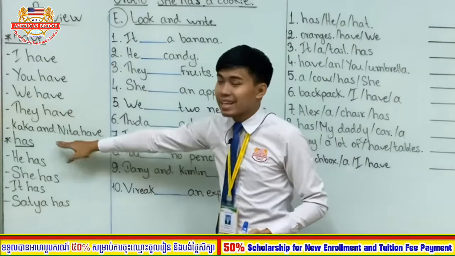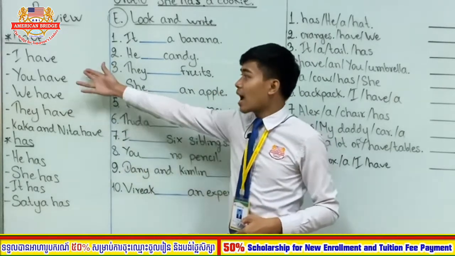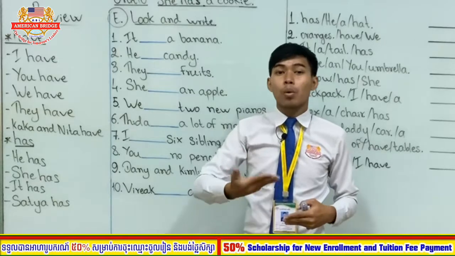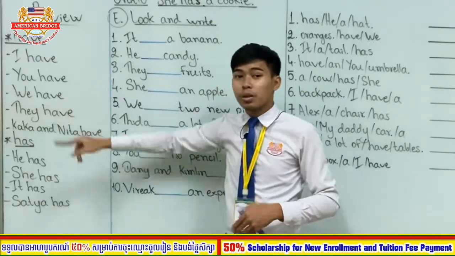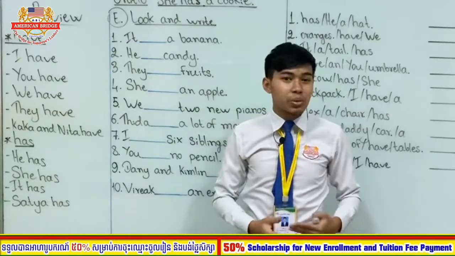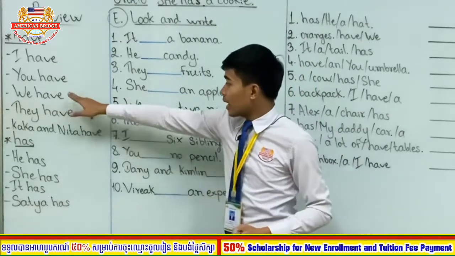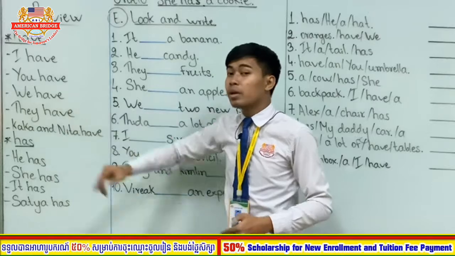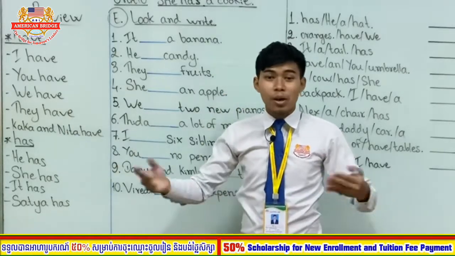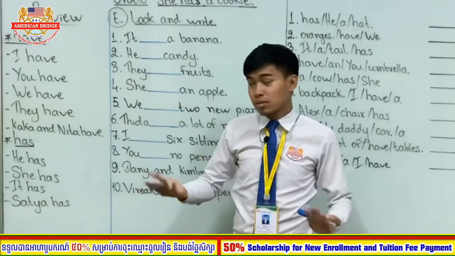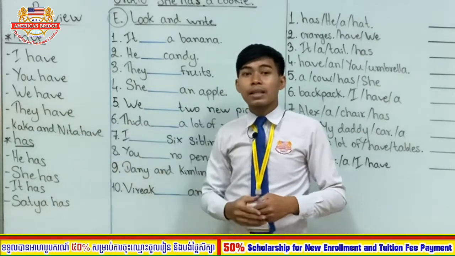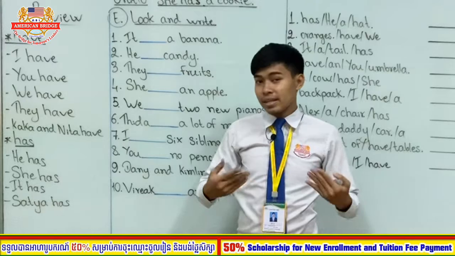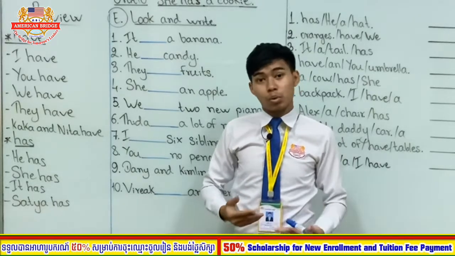Have and has. So we use have with I, right? I have a book, I have a car. And we use have with you too. You have a kid, you have a baby, okay? And then we use we with have too. We have a lot of money, we have a big house, okay? And then we use they with have too. Example, they have a lot of pencil cases, they have a lot of tables, okay?